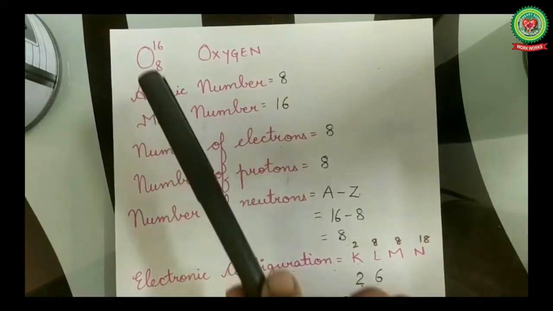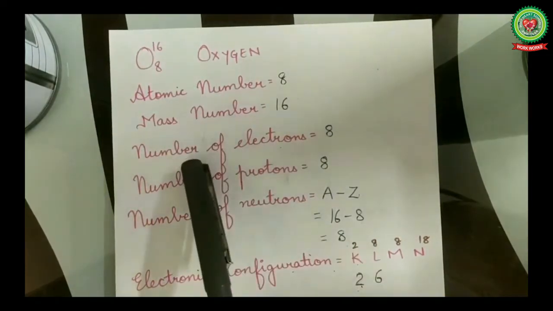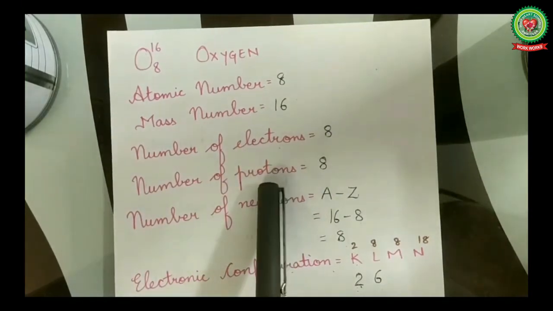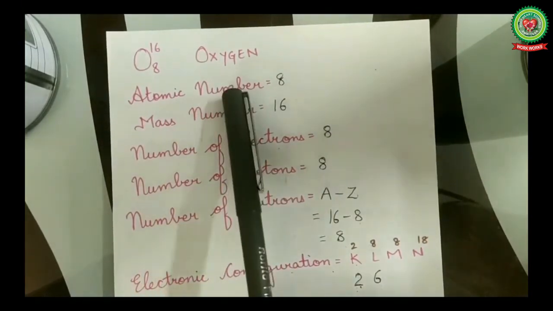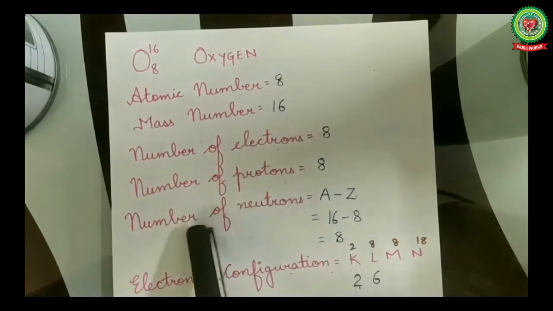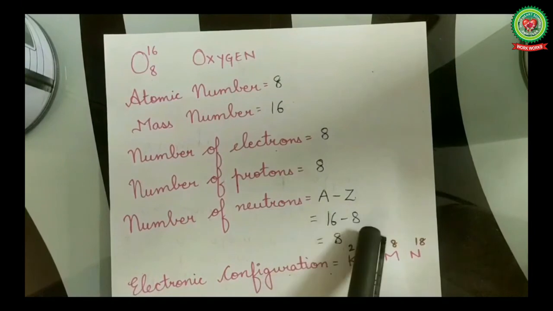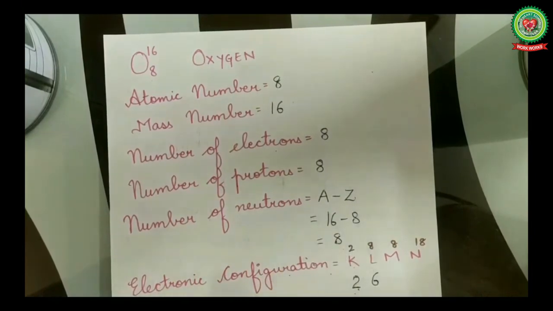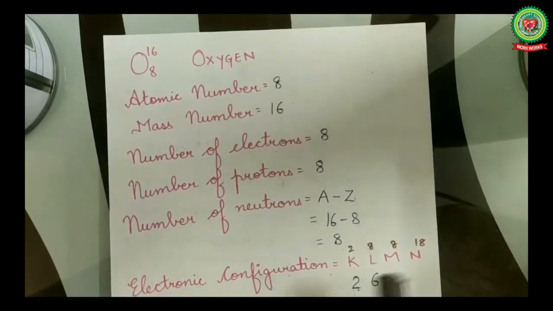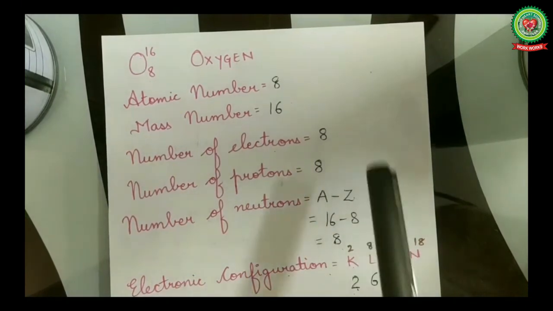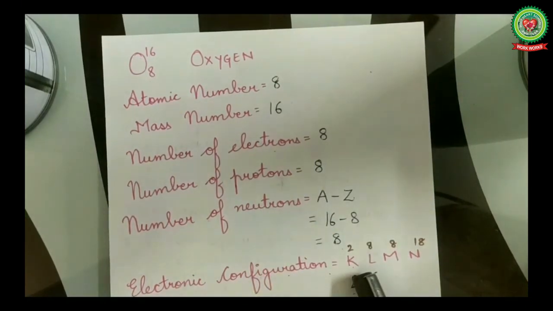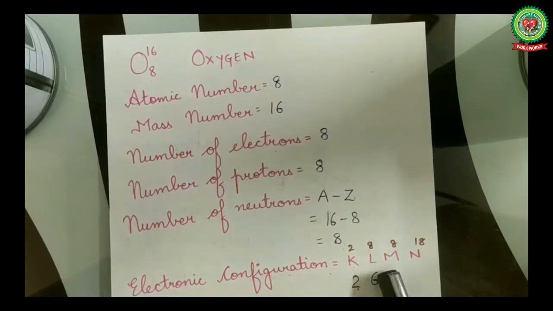Oxygen atomic number is 8, mass number is 16. Number of electrons will be equivalent to number of protons, that is equivalent to atomic number, that is 8. Number of neutrons, A minus Z, will be equivalent to 16 minus 8, that is 8. Electronic configuration. Now the number of electrons is 8. 2 in K shell. How many are left? 6, which will go in another shell, that is L. So its electronic configuration is 2, 6.